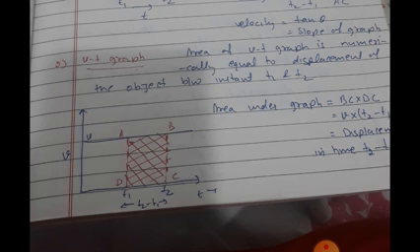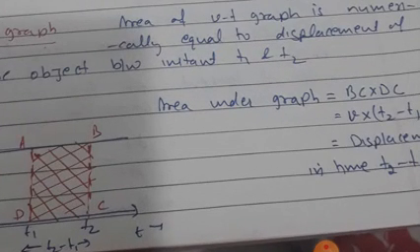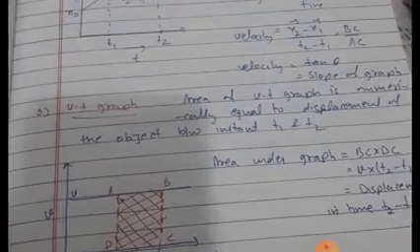Now the value of BC is V and the value of DC is T2 minus T1. So velocity into T2 minus T1 is equal to displacement in time T2 minus T1. So the area of the VT graph is numerically equal to the displacement of the object between time T1 and T2.